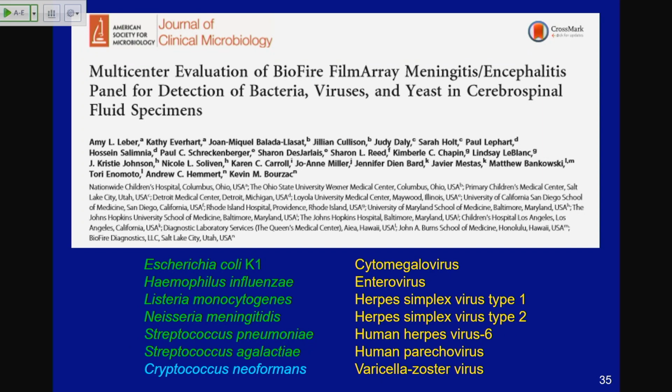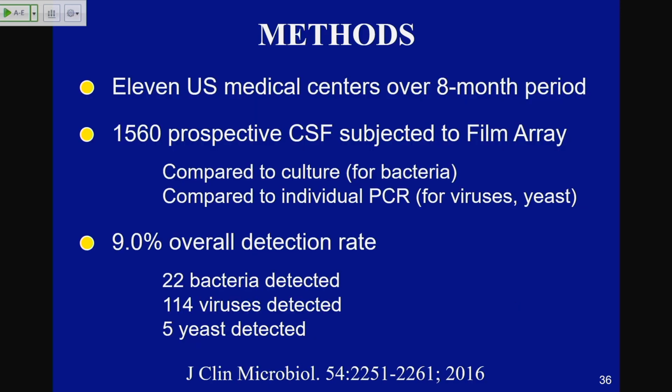Here we go back to that original study full of microbiology all-stars talking about that meningoencephalitis panel. Let's take a look at how that study was generated for a minute, okay? So they got all the all-stars together because they wanted to have a large number of samples, right? In order to really try to validate a panel, especially one that's expanded or very, very multiplex in nature, you gotta have a lot of specimens, right? So they recruited 11 US medical centers over an 8-month period. They got over 1,500 specimens. They used culture as the reference standard for the bacterial components of the panel, and then they did individual, either FDA cleared or homebrew PCRs to assess the presence of viruses and yeast.